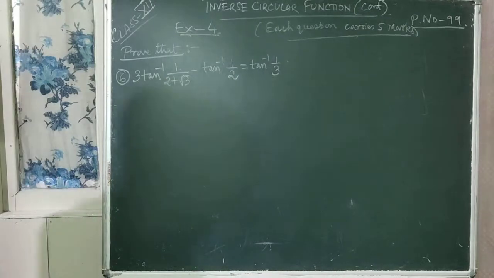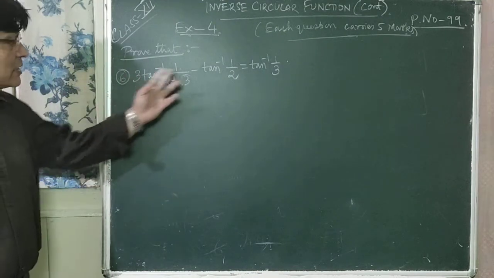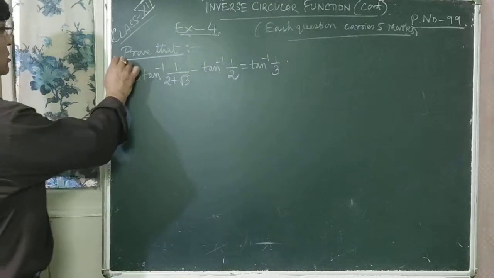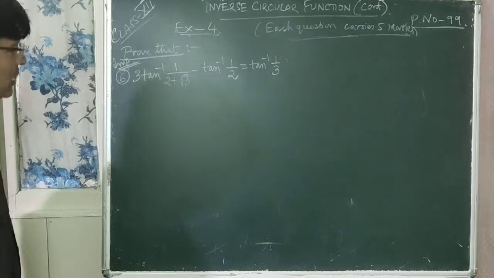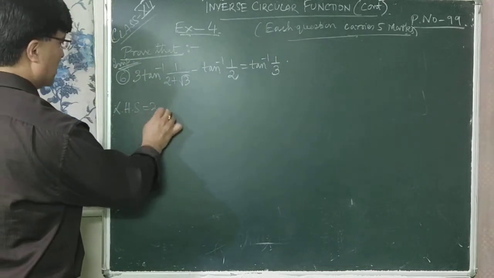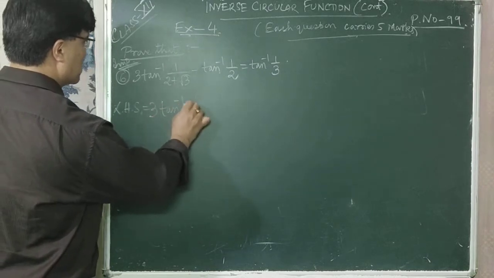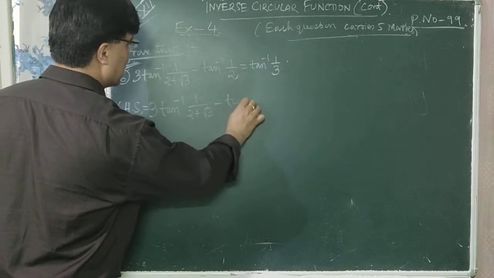So now let's do question number 6. Here also it is proved that you prove LHS is equal to RHS. So this is also very important question. You can mark it. Okay. So let us write down left hand side. What is left hand side here? 3 tan inverse 1 upon 2 plus root 3 minus tan inverse half.